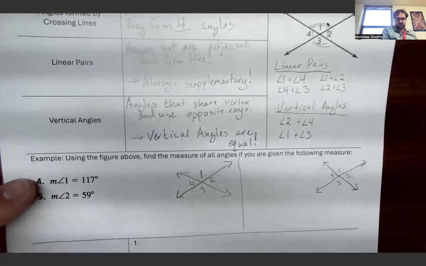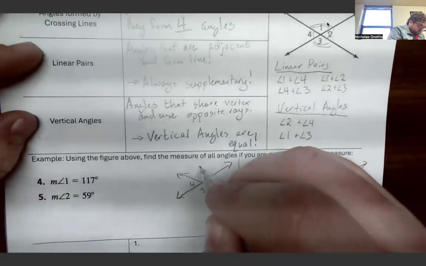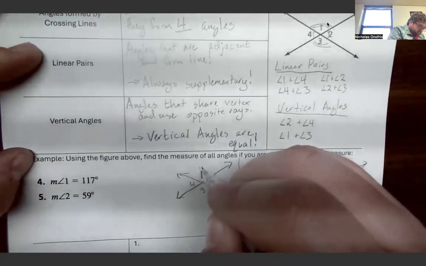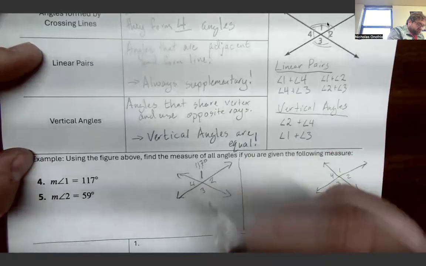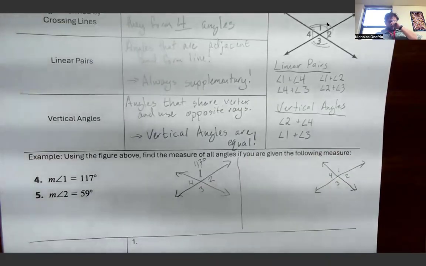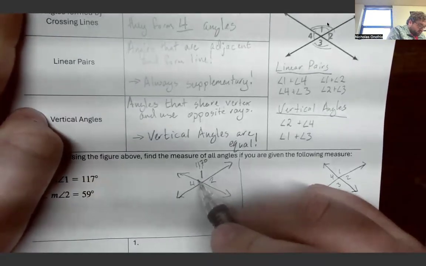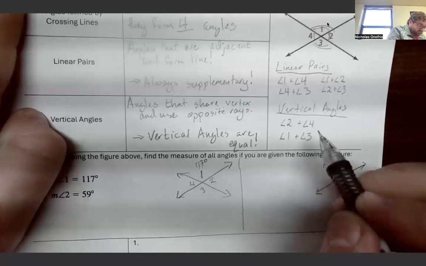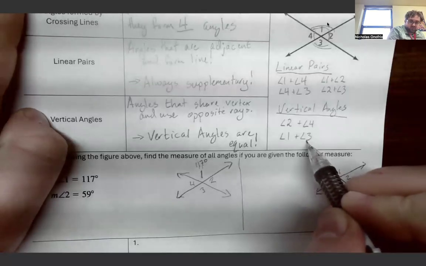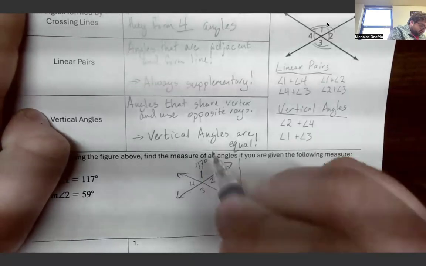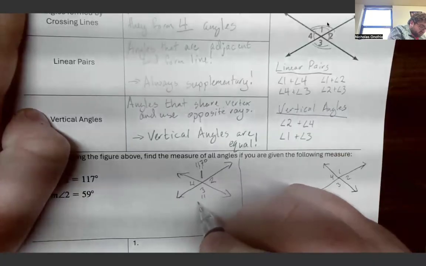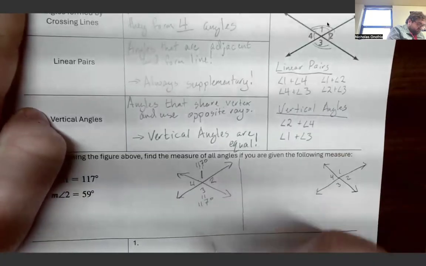So if we look at our first one, they tell us the measure of angle 1 is 117 degrees. We can use this information to find the measure of angle 3. We know that 1 and 3 are examples of vertical angles, and vertical angles are equal. So if angle 1 is 117, angle 3 is 117.